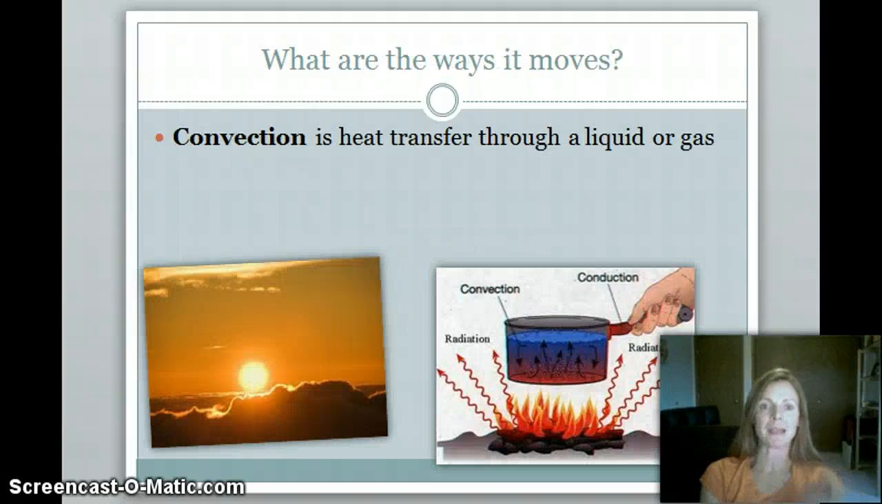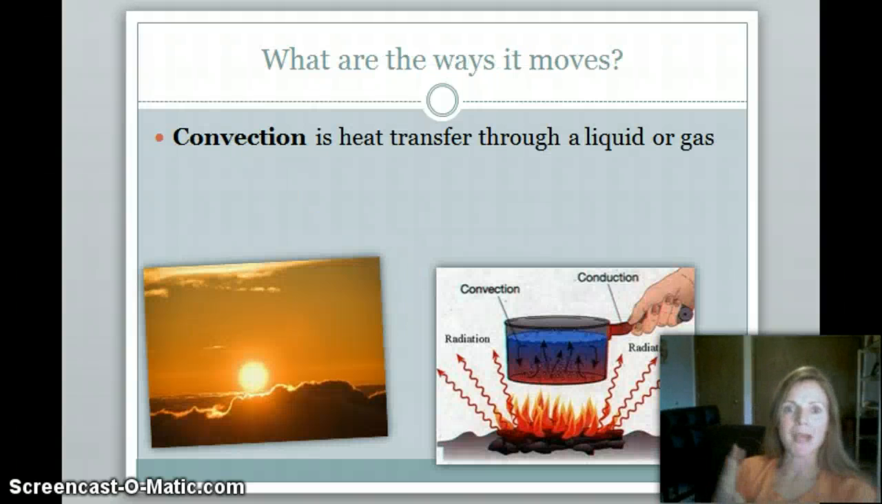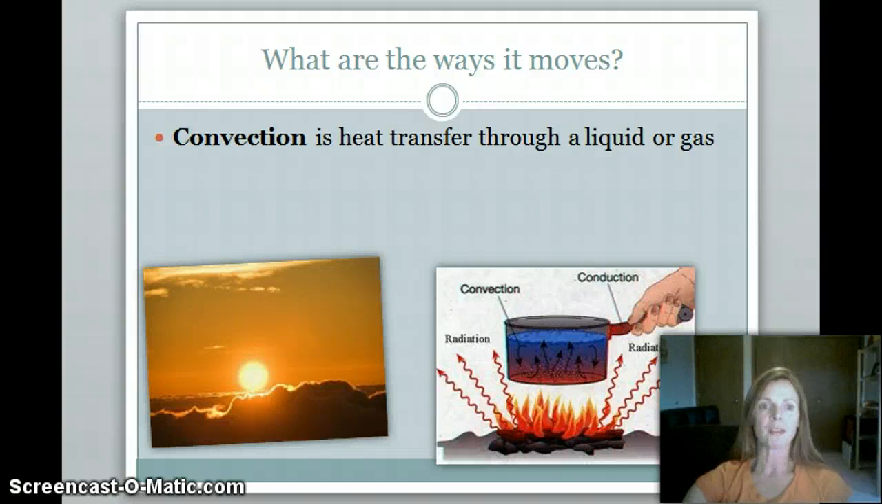Okay, so there's just some basics. Now let's talk about the three ways that heat moves. We have one that is called convection. Convection is the heat transfer through liquid or gas. So many of you have heard of a convection oven.